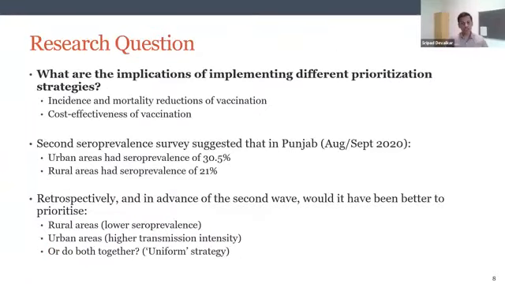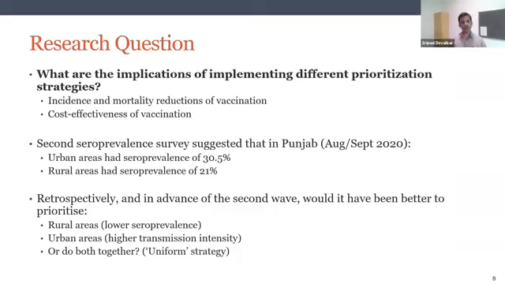So the research question that we set out to answer is, what are the implications of implementing different seroprevalence-based prioritization strategies? We measure it along two dimensions. One is, you could think about what is the reduction in incidence of the disease, that is, how many infections does it potentially reduce, and the mortality. So how many deaths could it have prevented because of having implemented a particular strategy? And what is the overall cost effectiveness of such a vaccination strategy?